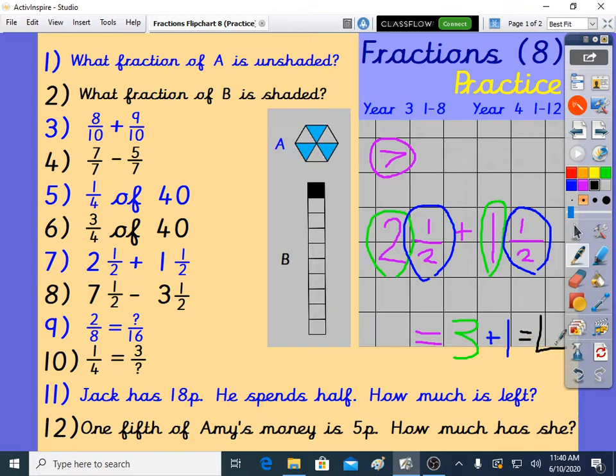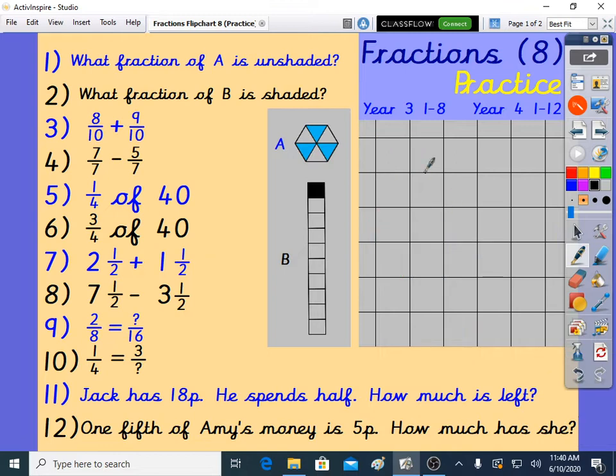The full answer is going to be 4 then. Because the whole numbers added up to 3. The fraction parts added up to 1. 3 plus 1 is 4. 2.5 plus 1.5 equals 4. And we're on question 8. It's going to be a minus.